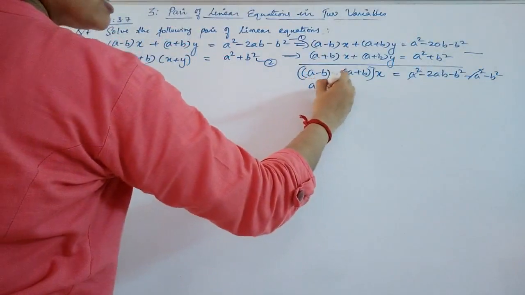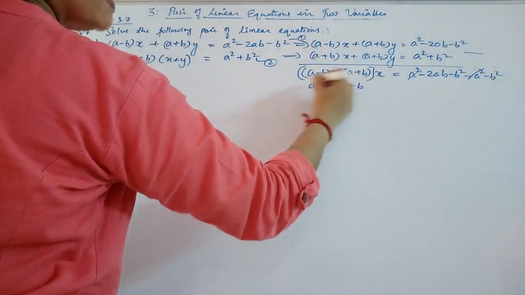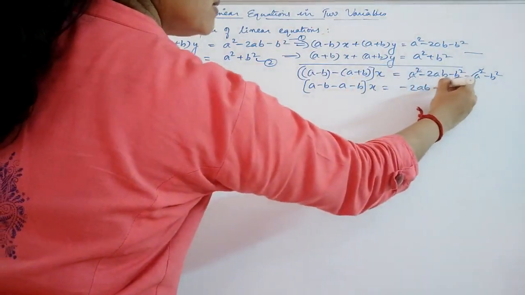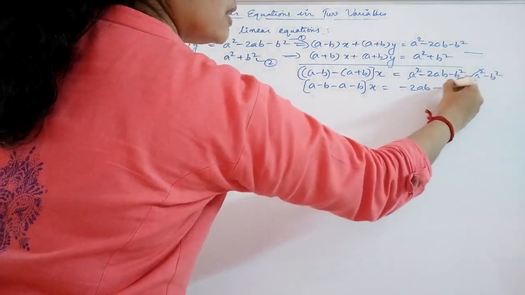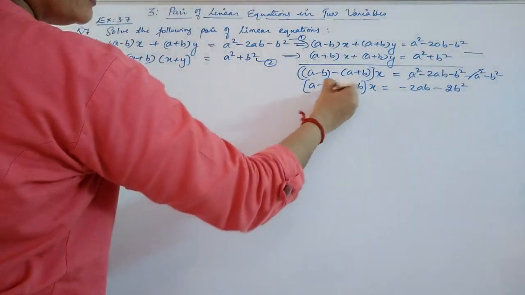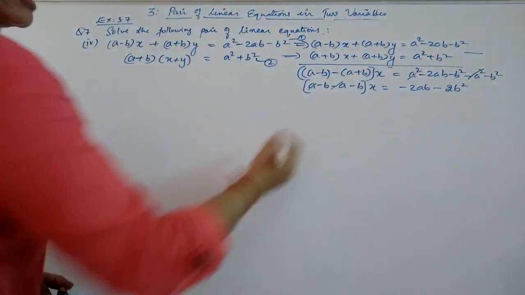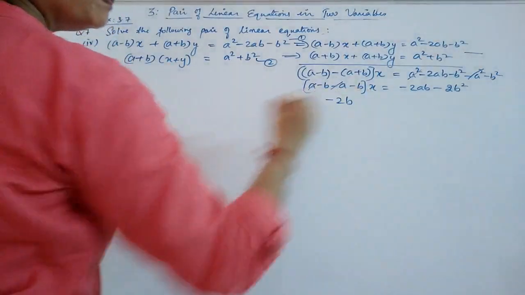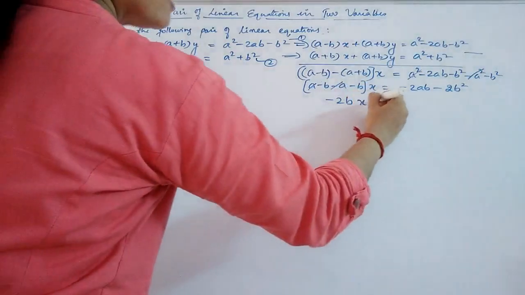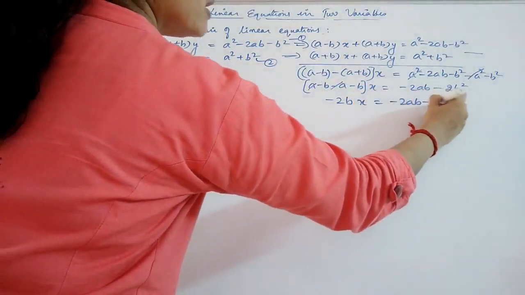This will give you a minus b minus a minus b. Both will have the negative sign, into x is equal to remaining part is minus 2ab minus b square minus b square, which will give you minus 2b square. Okay. Here again a and minus a will get cancelled, and remaining part is minus b minus b, which will give you minus 2b into x is equal to minus 2ab minus 2b square.